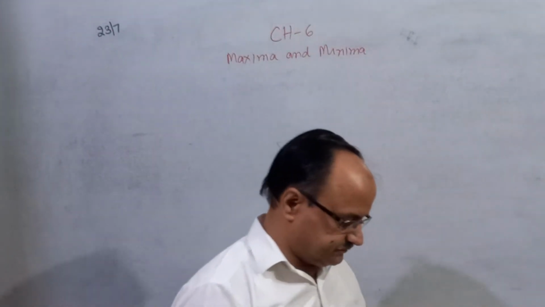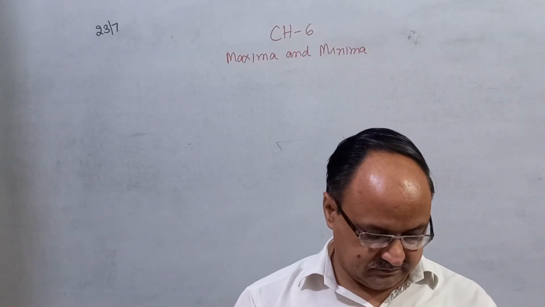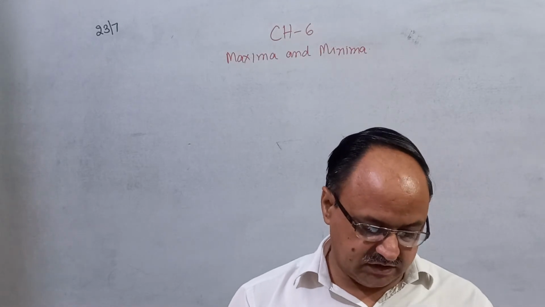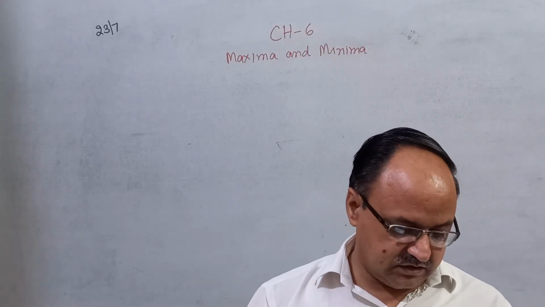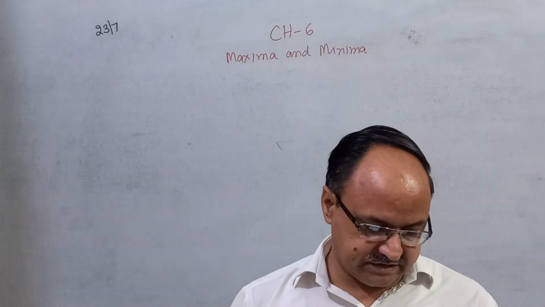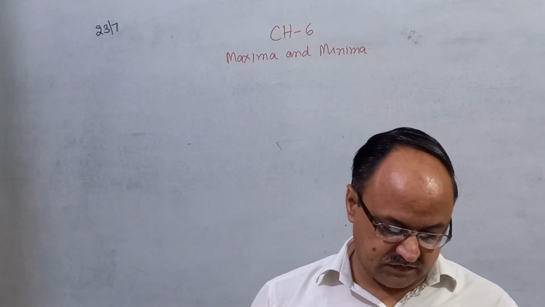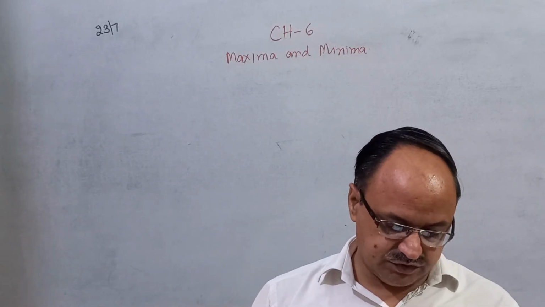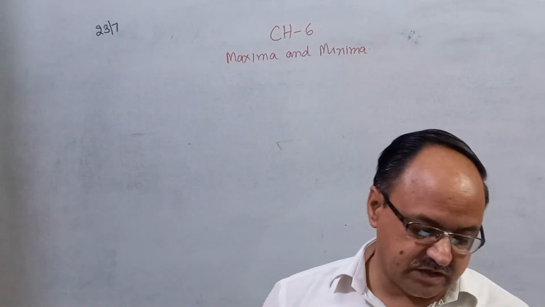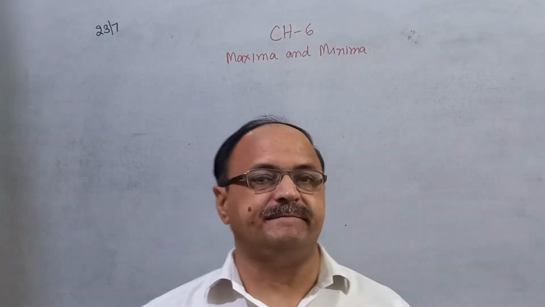Look, next question. Questions 13, 14, 15, 16, all four questions are similar. I will solve one more question, that is question number 16. Find two positive numbers whose sum is 16 and the sum of whose cubes is minimum.